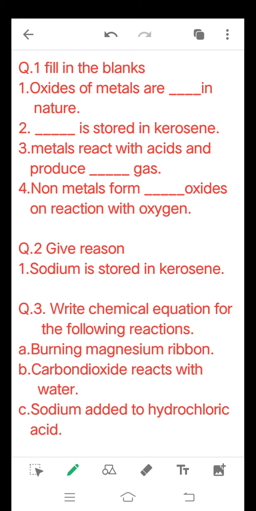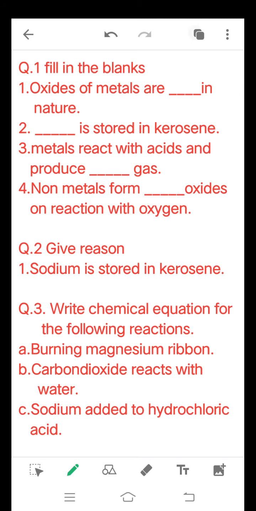And last is sodium added to hydrochloric acid. Just now we discussed that sodium is Na plus hydrochloric acid is HCl, and it will give sodium chloride, NaCl, plus hydrogen, which is H2.